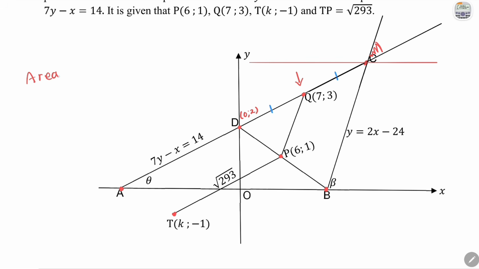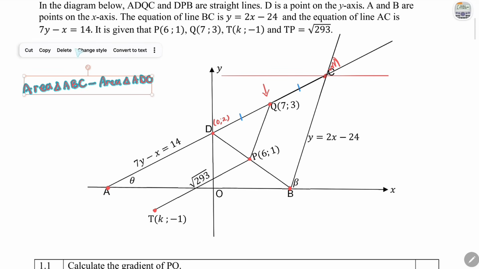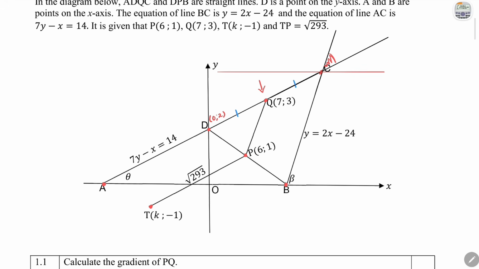Okay, so this is our strategy that we're going to use here. We're finding the area of triangle ABC, and if you subtract that by the area of this triangle over here, ADO, then we will find this. Okay, so let's just keep this in mind, and now that's what we're trying to do. So we need to find out what B and A are. They are the x-intercepts of line BC and AC.